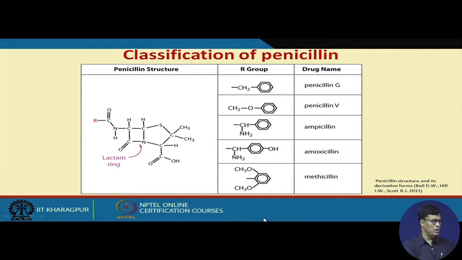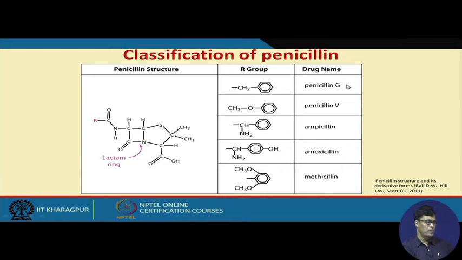Let me show you this. This is the beta lactam and this is the R group, and this R group might be different. If the R group is methyl benzene or phenyl, then the precursor is phenylacetic acid; we also have phenoxyacetic acid. Depending on the different types of R group present, we have different types of antibiotics, but all are in the penicillin group, because all have the beta lactam ring. So, these are penicillin G, penicillin B, ampicillin, amoxicillin and methicillin.